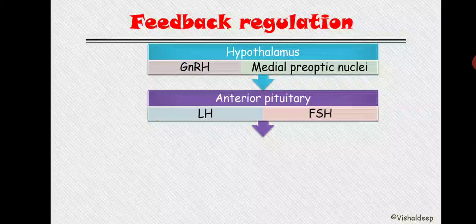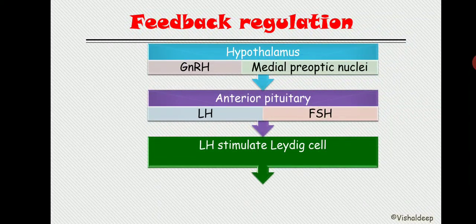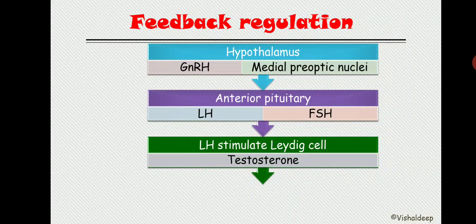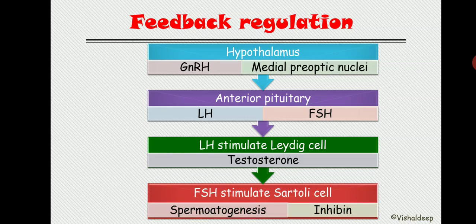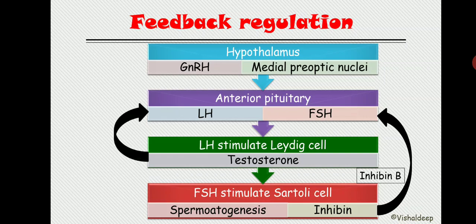Now what does LH do and what does FSH do? LH will stimulate the Leydig cell. That Leydig cell will eventually increase the secretion of testosterone. What does FSH do? FSH will stimulate the Sertoli cell, and the Sertoli cell will stimulate spermatogenesis along with secretion of inhibin. That inhibin is basically inhibin B. Got it? Now as far as the negative feedback inhibition is concerned, the inhibin will ultimately cause negative inhibition of FSH secretion, and testosterone will give negative feedback inhibition to LH secretion, right?